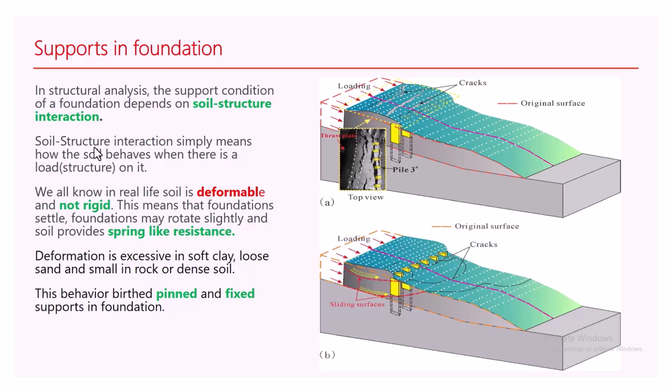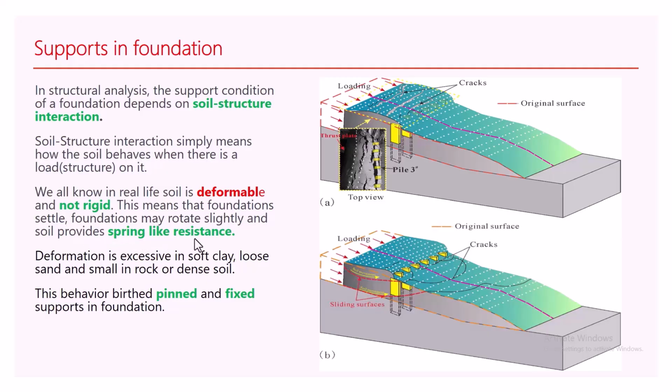I've explained that. We all know in real life, soil is deformable. Yes, soil is very, very deformable. It means that, for example, if you step on the soil, it will compress. That means it can deform. It's not rigid. What this means is that foundations settle, foundations may rotate slightly, and soil behaves with spring-like resistance.